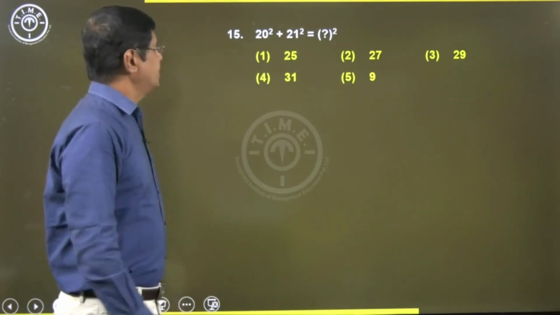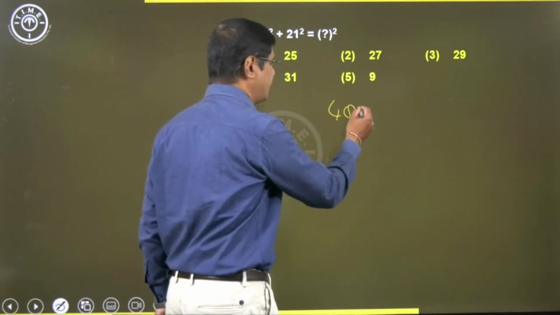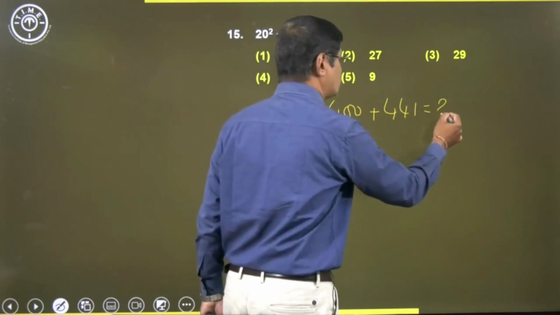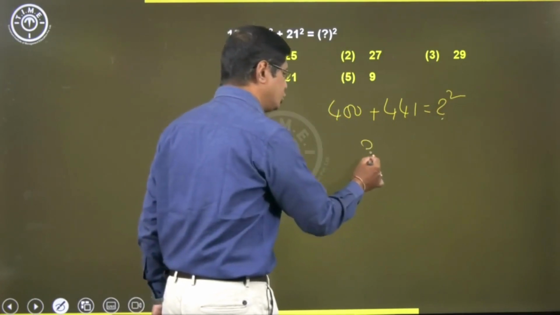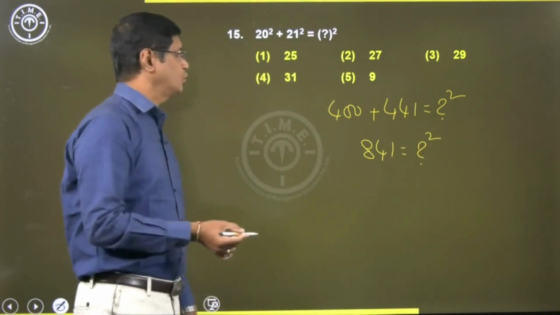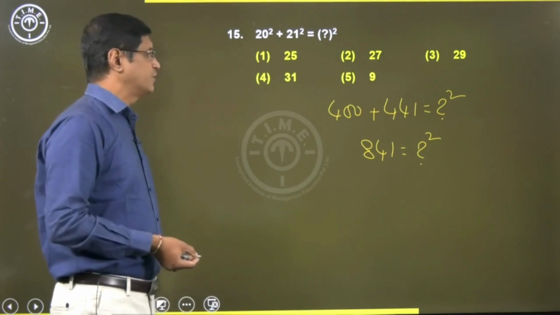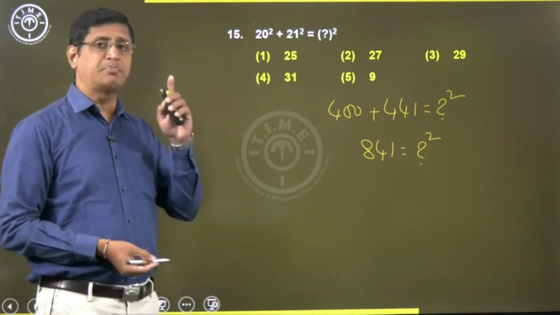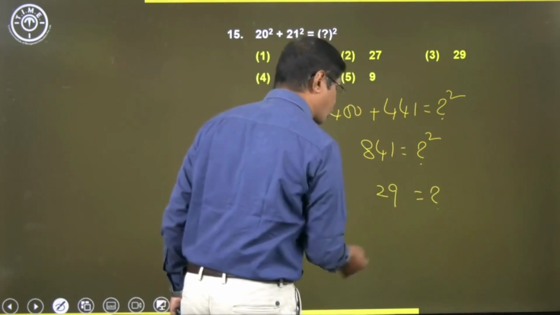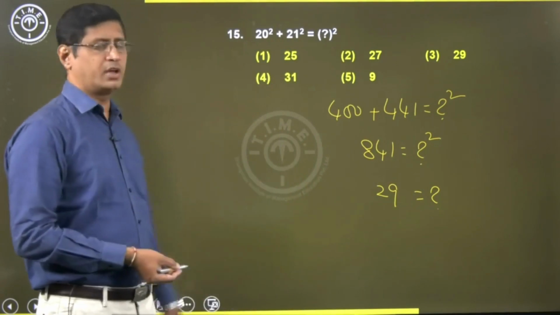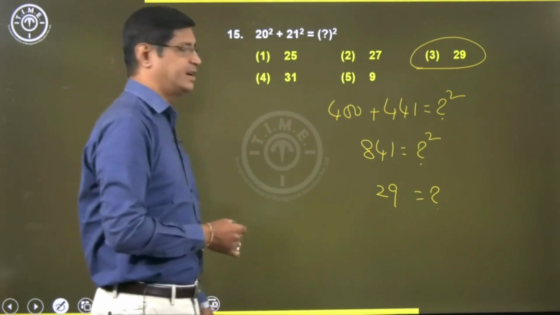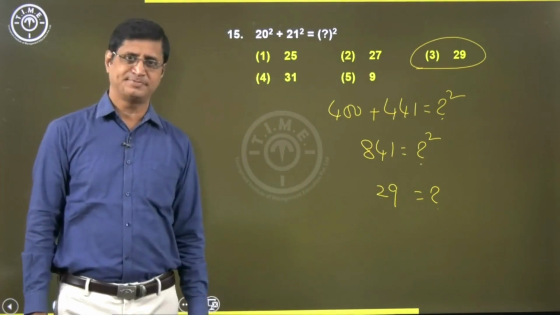Next, 20 square, that is 400. 21 square, 441, equals question mark square. By adding these two, we get 841. 841 is equal to question mark square. So what is the value of the question mark? 841 is a perfect square. What is the square root of 841? Here it is 29 square. Plus or minus 29 square is equal to 841, but here only plus 29 is given. So the right choice is option number 3. The third choice is the right answer.